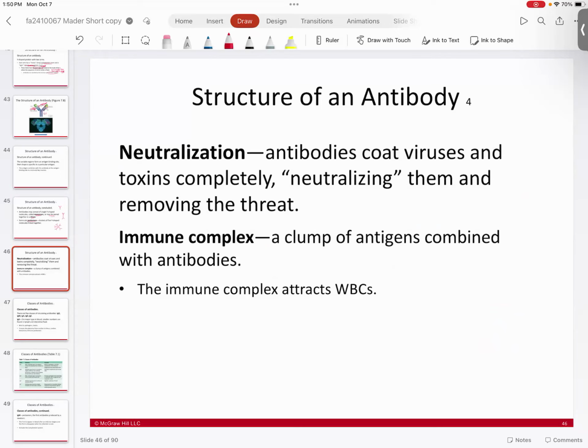So what happens when they actually bind to the antigen when they find it? Well, when they bind to it, they go through a process called neutralization. Essentially the antibody will coat the virus, toxin, or whatever. When it covers them, they've been neutralized, right? And so you've removed the threat.